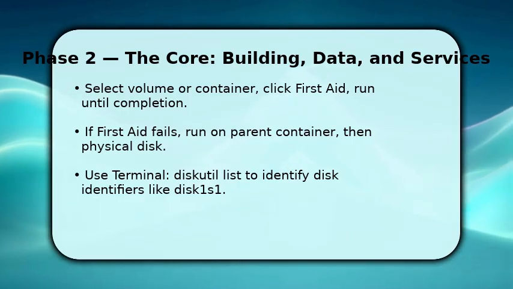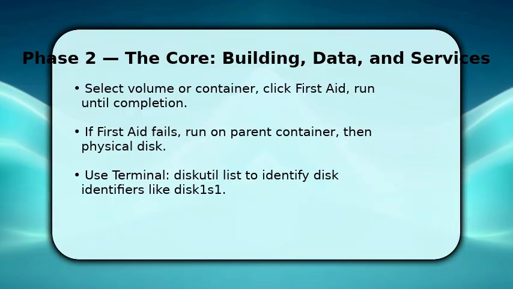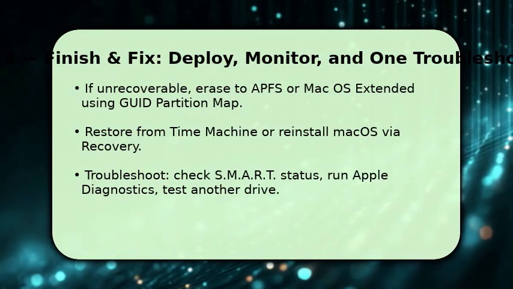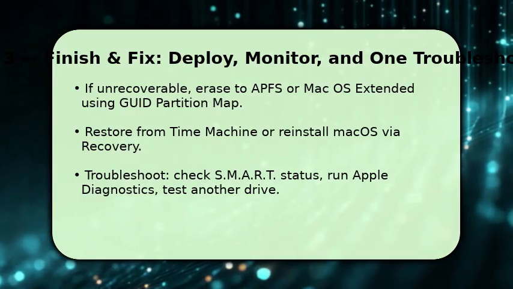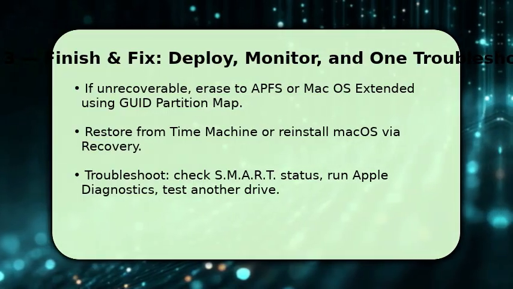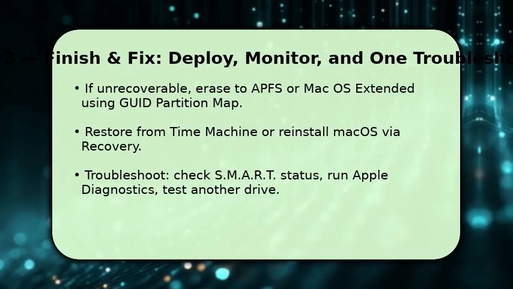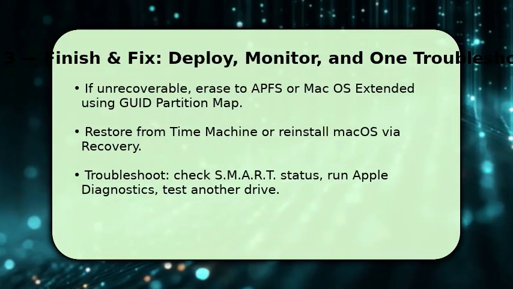When repairs fail, erase the disk. Choose GUID Partition Map, pick APFS for modern macOS or Mac OS Extended for older systems, then reformat. You do this because a clean file system removes corruption. Once formatted, restore your backup or reinstall macOS from Recovery to return to a working state.